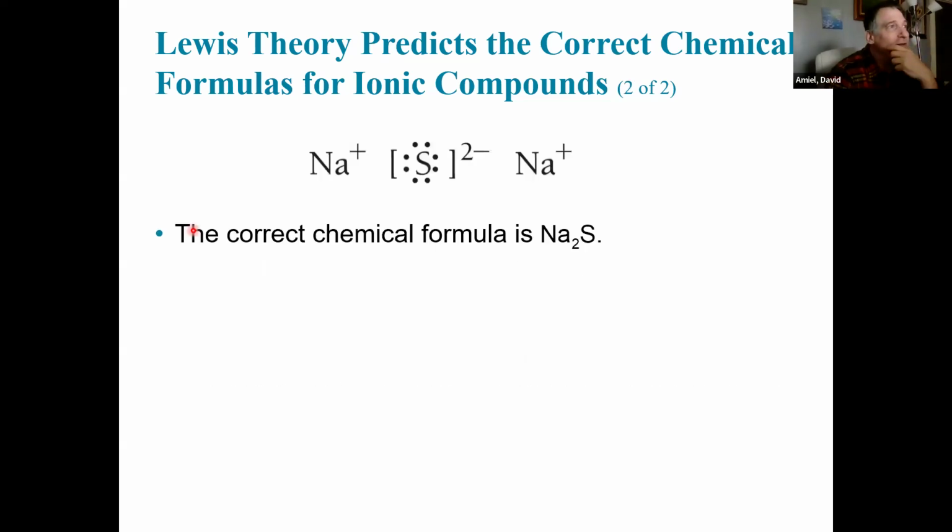And when we do that, we come up with the correct formula Na2S, not NaS. And we see again, that's written here, the brackets, we put the anion in the center, flanked by the 2 cations on either side. Both sodiums have a +1 charge, and the sulfur now has a 2- charge. Again, Lewis theory predicts Na2S, just as we learned early in the semester.